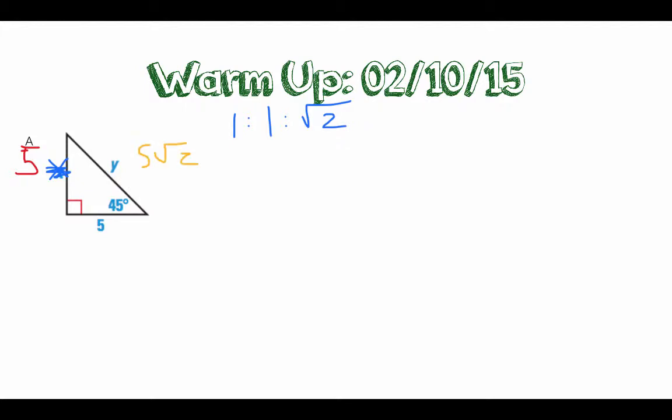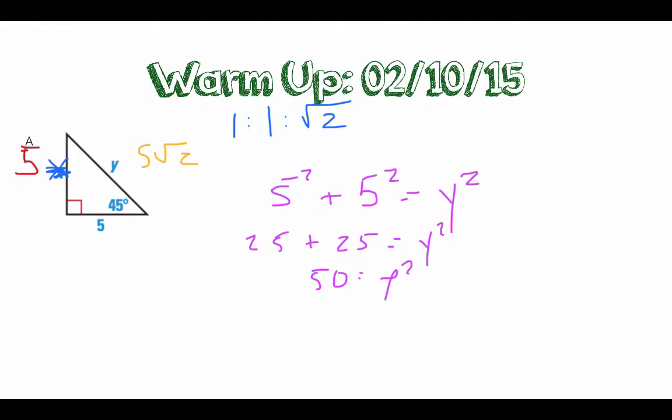Let's prove it, though, using the Pythagorean Theorem. I get 5 squared plus 5 squared equals y squared. As I work through this, I get 25 plus 25 equals y squared. 50 equals y squared. Now I have to take the square root of both sides, right? And the square root of 50 comes out to a decimal, so I want to factor 50. I get 1 times 50, 2 times 25, 5 times 10. And that's probably the only factors that are there.